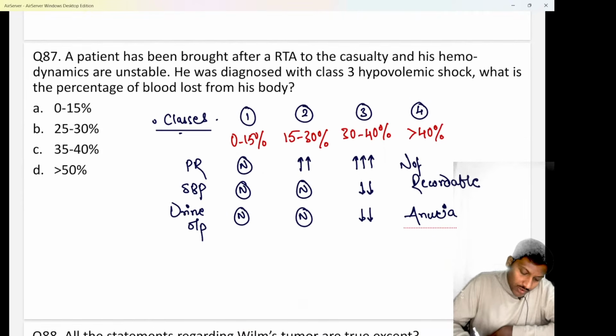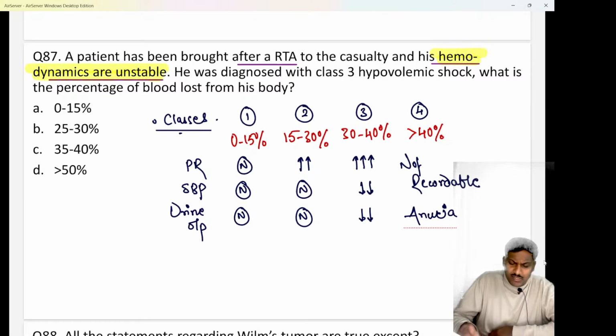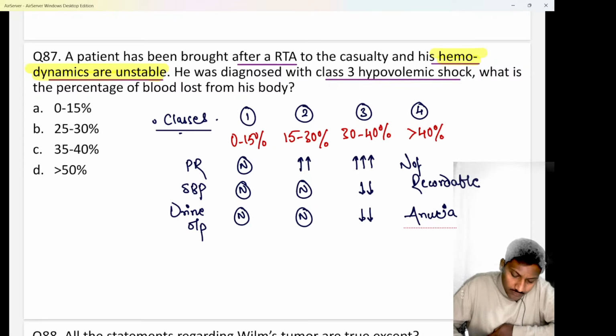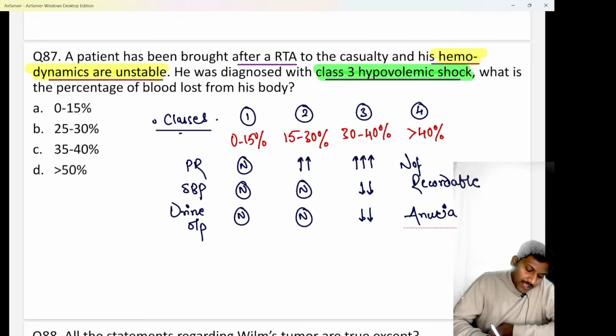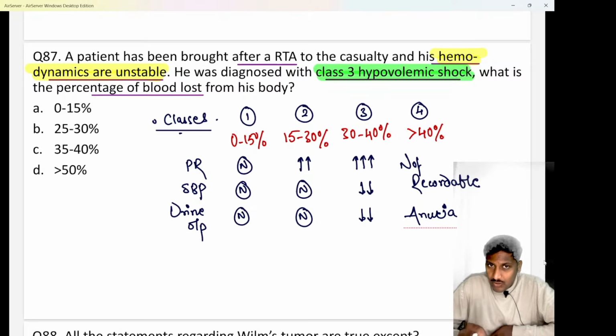They are asking you, here the patient has been brought to the casualty after a road traffic accident and his hemodynamics are unstable. Obviously, the patient is hemodynamically unstable. That means the patient's BP will be low and the heart rate will be high. So the patient will be in shock. He was diagnosed with class 3 hypovolemic shock. They are asking you, what is the percentage of blood that is lost from his body in a class 3 hypovolemic shock? So this was a PYQ in the FMGE examination.